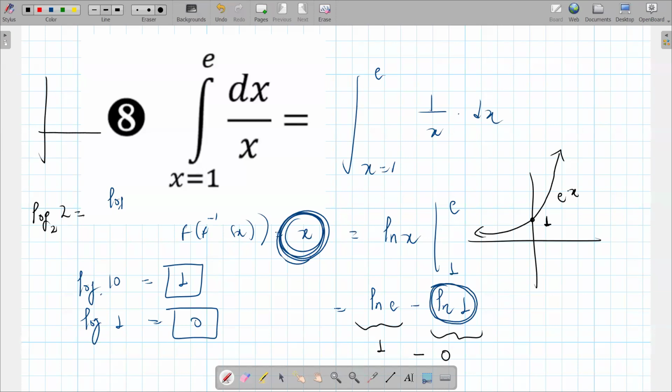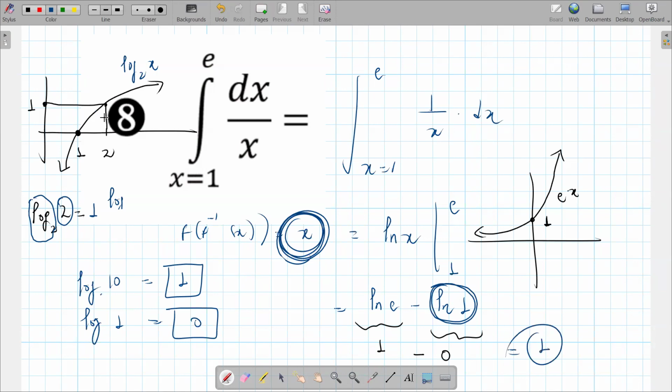The ln function always looks the same. This is an x value of 1. This is an x value of 2. Log base 2 of x, when the x value is 2, is 1, because log base 2 and 2 to the power x are inverse functions. The same concept applies here: ln of e is 1, and ln of 1 is 0. You can always plug them in a calculator as well. The final answer is going to be 1.